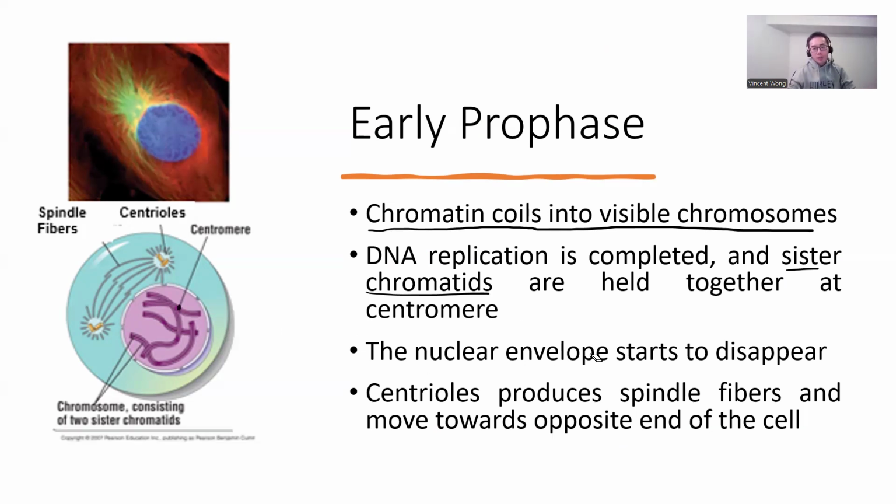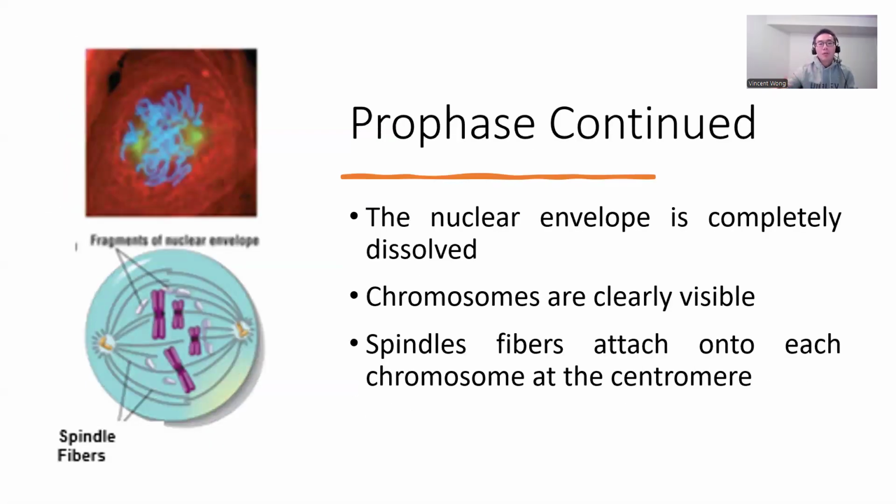The nuclear envelope starts to disappear so that the chromosomes can come out of the nucleus and get moved around. And the organelles that make spindle fibers are called centrioles, which is something that we also learned in lecture 3. As prophase continues, you can see the nuclear envelope is completely dissolved now, and all these chromosomes are spreading out, so they are even more visible than before. Before they were all cramped up in the nucleus, but now the nuclear envelope is gone, they are able to come out, right?